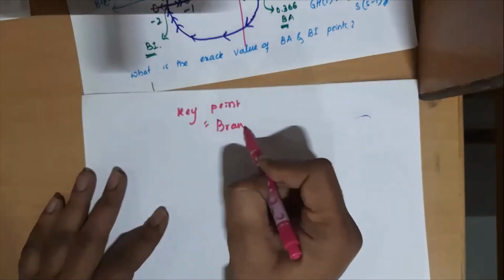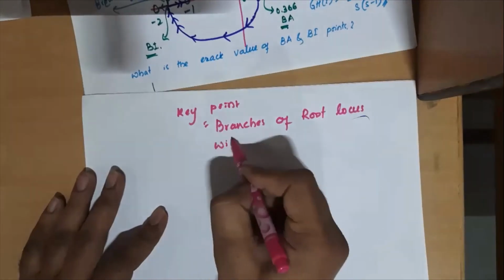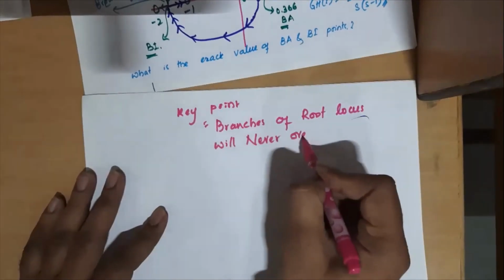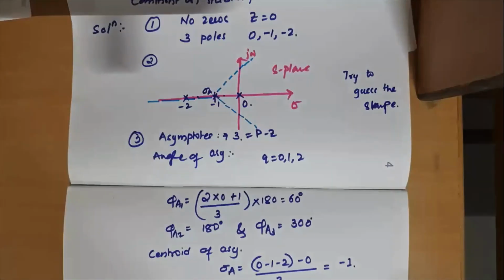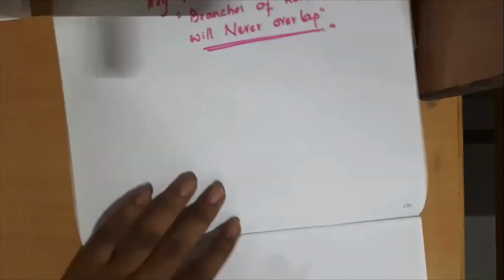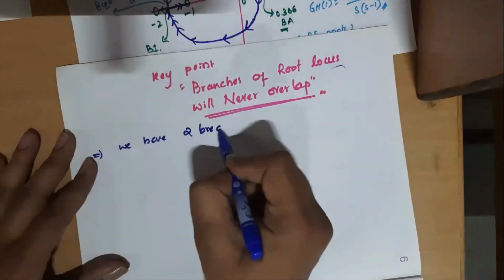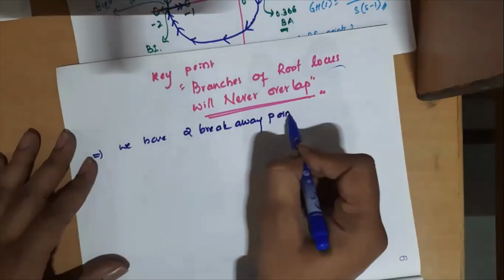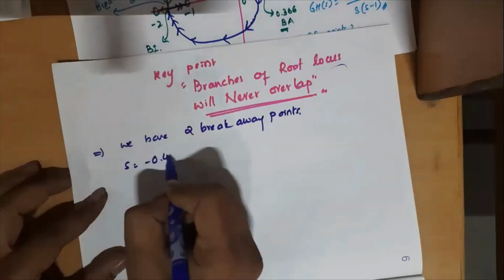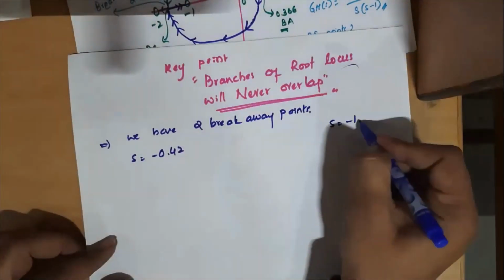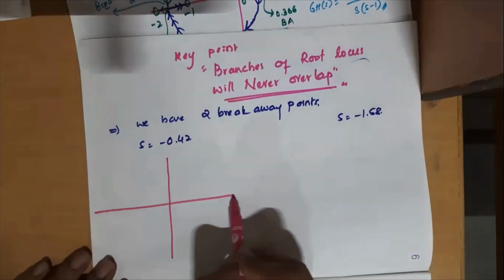So the key point, one thing everyone should understand, is that the branches of root locus will never overlap. Will never overlap, and I want the answer from anybody why it is so. I'll give some time to you later on why they never overlap. So with this key idea we will proceed to check which is the actual breakaway and how breakaway is decided.